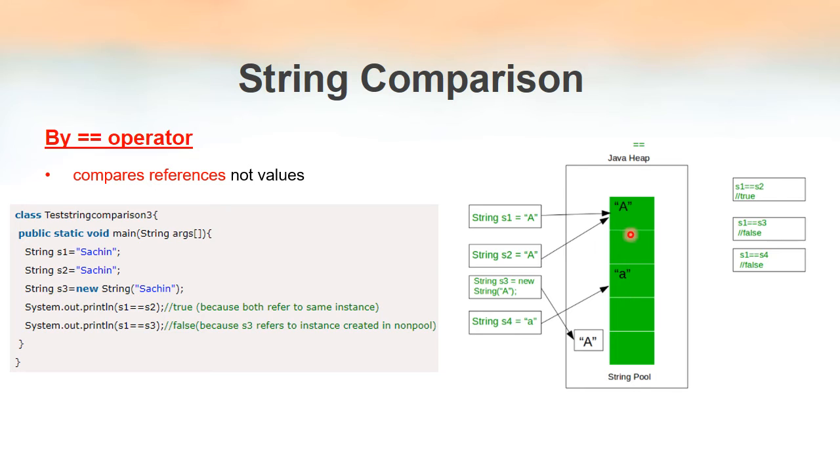Then S1 and S4: the content itself is different, but the equal to operator is not checking the content. It is checking whether they are pointing to the same reference variable. S1 is pointing to this variable and S4 is pointing to that variable, so both the references are not the same, and this line also gives us false as the output.